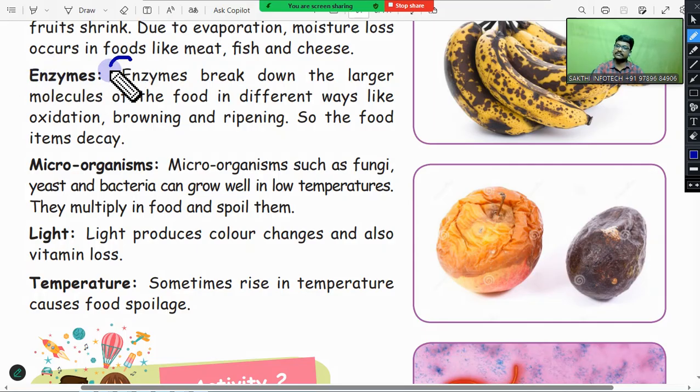Enzymes. Enzymes break down the larger molecules of the food in different ways, like oxidation, browning, and ripening, so the food items decay. Read two times.